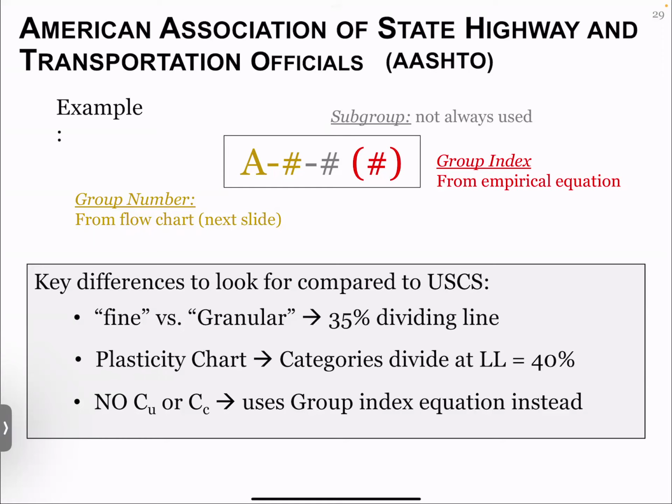So this is used in two ways. It's used in soil classification of what's currently at your site, but it's also used in classifying soil that is fill material to bring to your site. They go both ways for that.